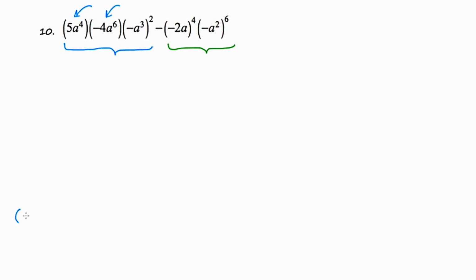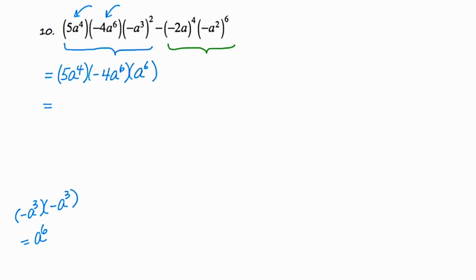So it's like negative a cubed times itself. So negative a to the 3rd times negative a to the 3rd. Well, the product of two negatives is a positive, and then a cubed times a cubed would be a to the 6th. This all turns into a to the 6th. So what I really have here is 5a to the 4th times negative 4a to the 6th times another a to the 6th. Now, for organizational purposes, I'm going to bring the coefficients out in front and all the powers of a to the back. When all is said and done, I end up with negative 20a to the 16th power.